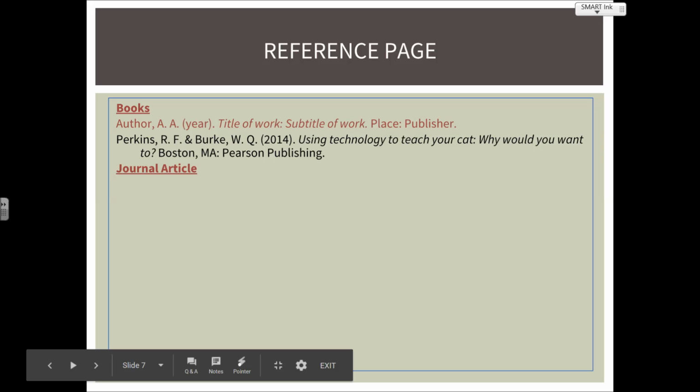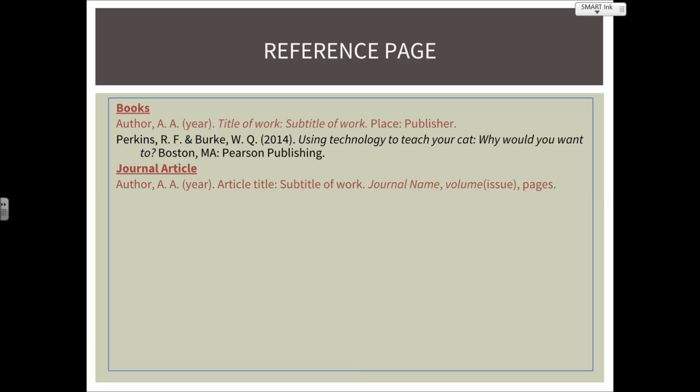So that's a book. Journal articles. With this, we've got the author and year, same kind of thing happening. But then we've got the article's title, and then if there's a subtitle with a colon separating it. But notice no italics on the title of this one. The italics are reserved for the journal's name.